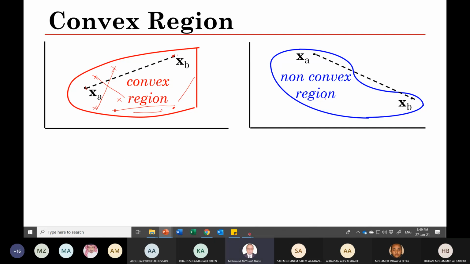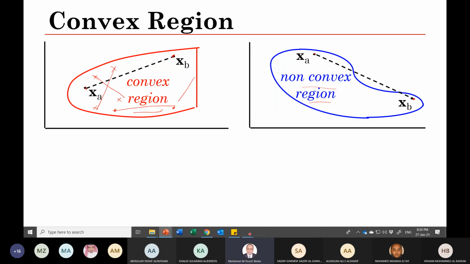This is a non-convex region. If we choose any 2 points inside the region, the straight line in between, or the interpolation between these 2 points, is not completely inside the region. So in this case, this is a non-convex region. Okay.